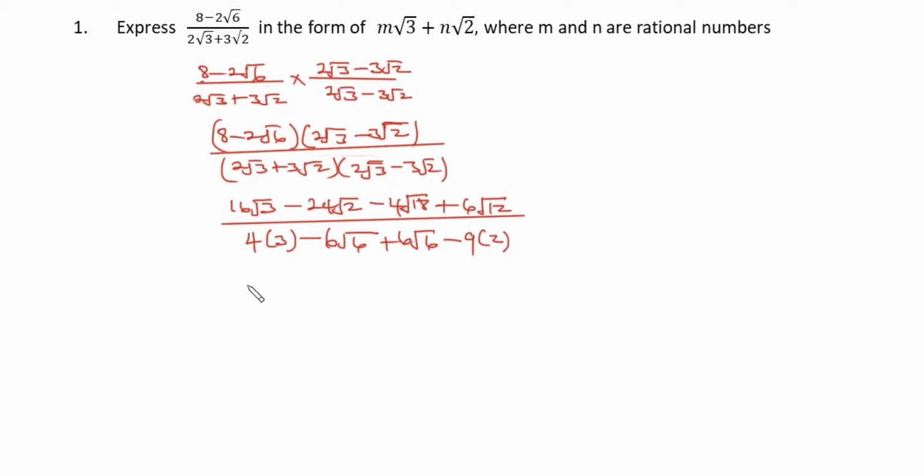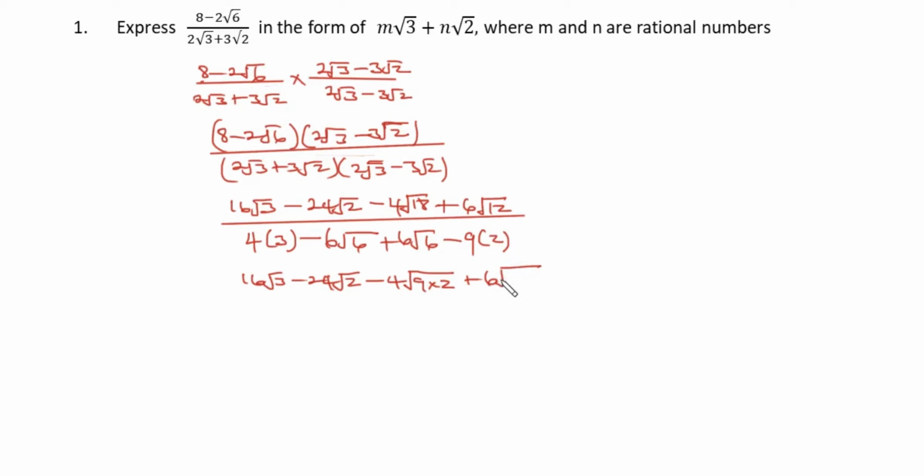So we write again 16√3 minus 24√2. Now we're going to simplify further this √18. We look for a perfect square we can multiply for us to get 18. And that perfect square is 9 because the square root of 9 is 3. So 9 times 2 gives us 18. And then plus, we look for a perfect square again we can multiply for us to get 12. And that perfect square is 4. The square root of 4 is 2.